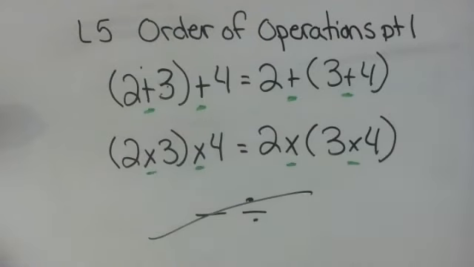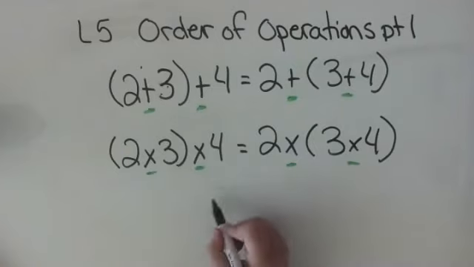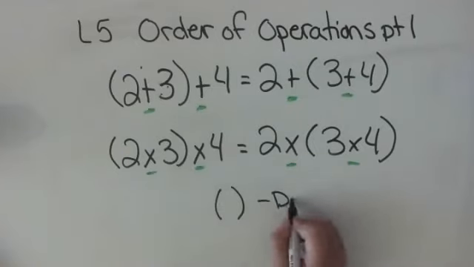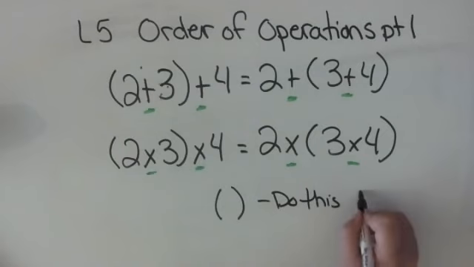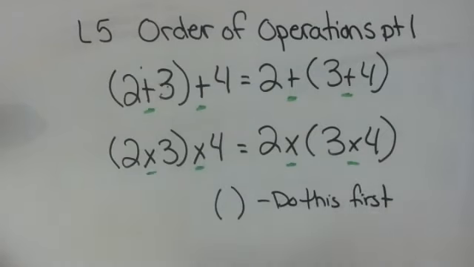So that is order of operations, part 1. Remember, this is the associative property. Parentheses say do this first. And otherwise, you are moving from left to right, just like you read.